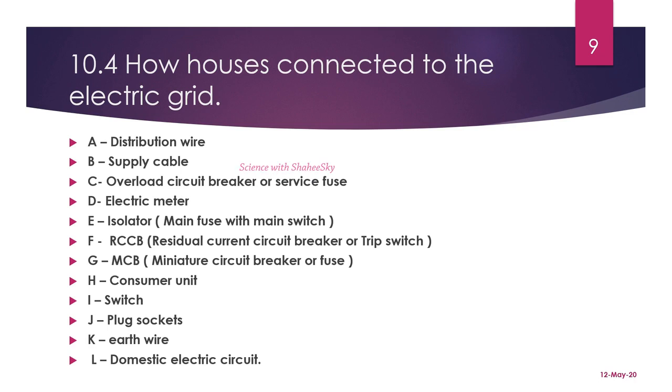And then we'll see how this electric current comes from the sub-distribution center to the houses. From the sub-distribution center, the electric current comes through distribution wires and supply cables, overloaded circuit breaker and electric meter, isolator, RCCB, MCB, consumer units, switches, sockets and electric appliances. So we'll go through them briefly one by one.